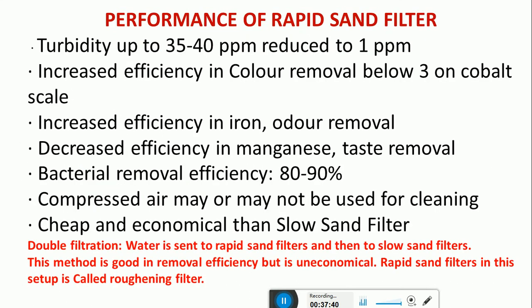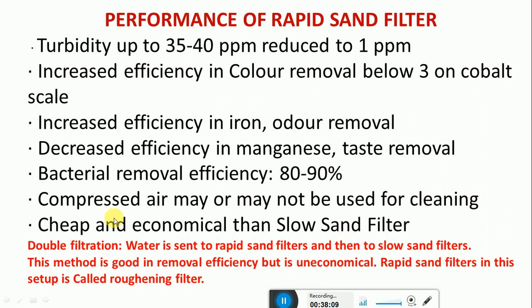Then the performance of the rapid sand filter. It removes turbidity of 35 to 40 ppm, reduced to 1 ppm. It is efficient in color removal, below 3 on a cobalt scale. It is efficient in removal of iron and odor. It is less efficient in manganese and taste removal. Bacterial removal efficiency will be in the range of 80 to 90%.